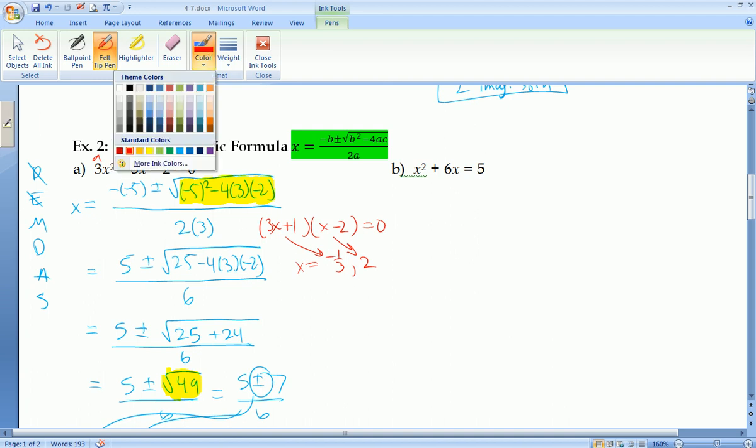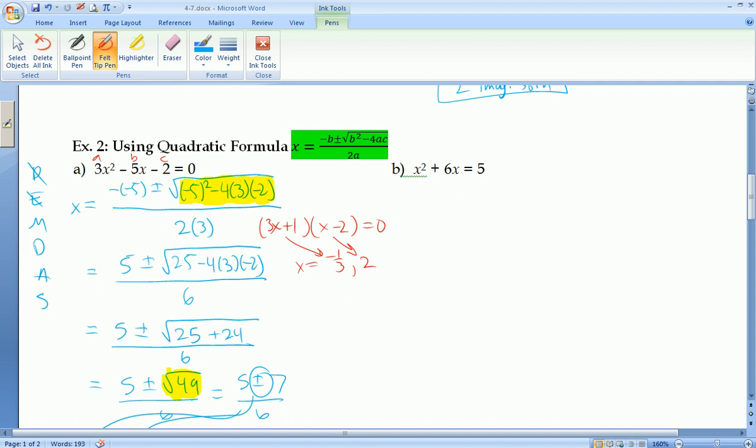All right, so you guys should have attempted the problem. So when you do this problem, you want to first get everything on the same side, okay? If you're solving for x, always set it equal to 0. I don't care what type of problem it is, always set it equal to 0. So that means we have to subtract 5 here. So our new equation is x squared plus 6x minus 5 equals 0.